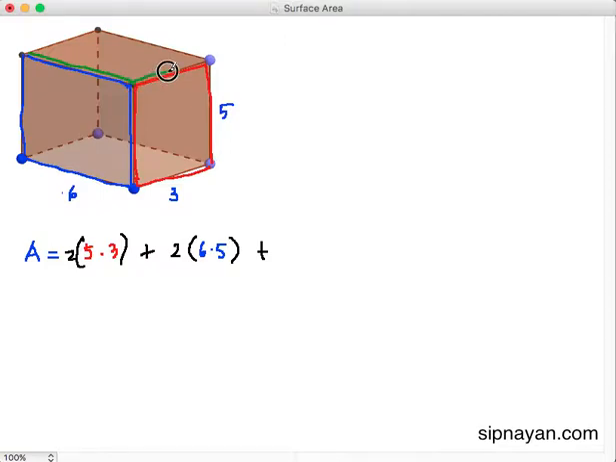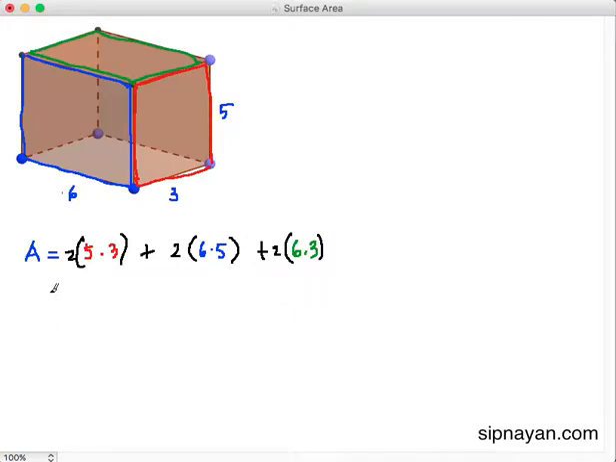Itong part na to. So, ano ang sukat niyan? That's this part, diba? 6 times this part is 3. 6 times 3. That's the green part. 6 times 3. And of course, times 2 yan, di ba? Siyempre, meron siya sa likod niya din.